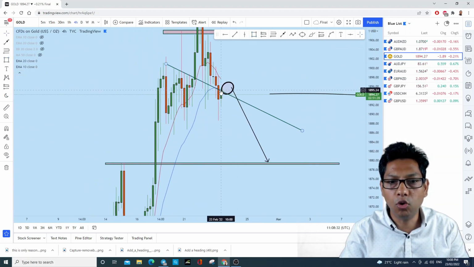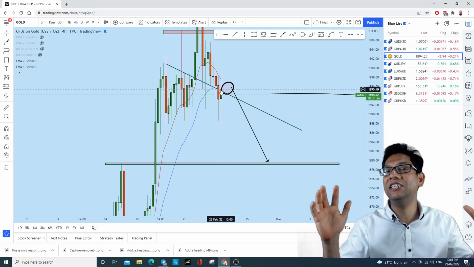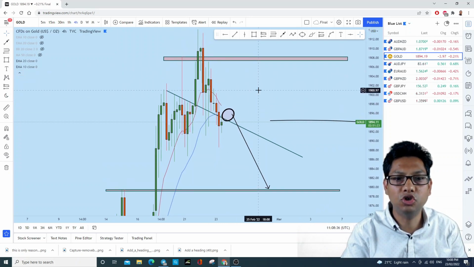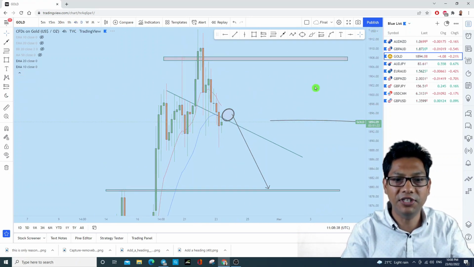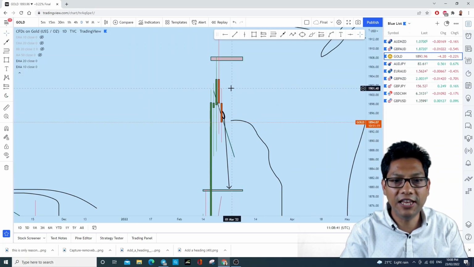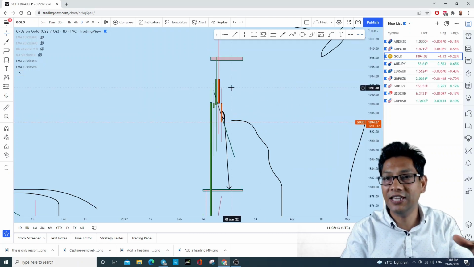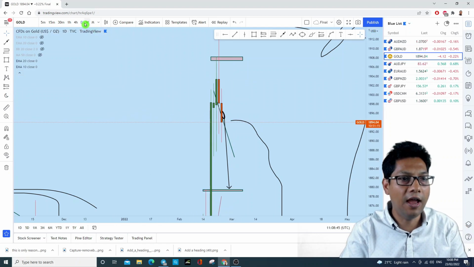So gold, I will go short from around 1895, keeping my stop loss on the daily above daily high. So this is the daily high, which is 1902.